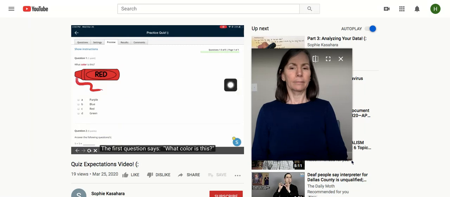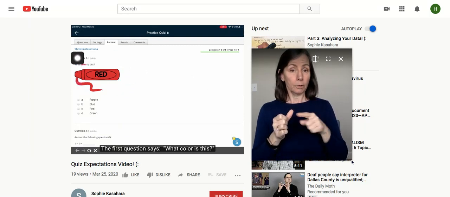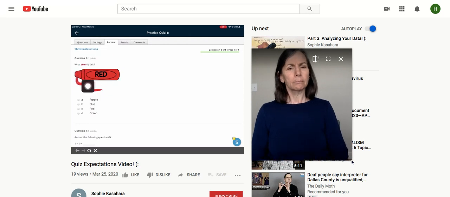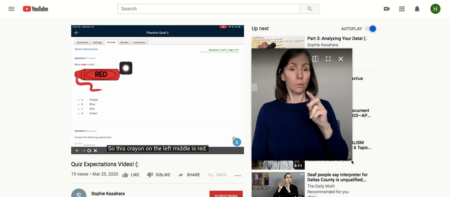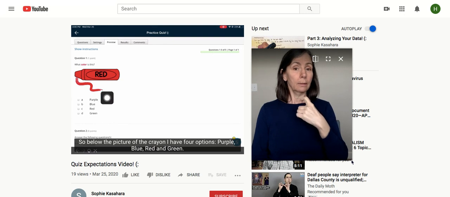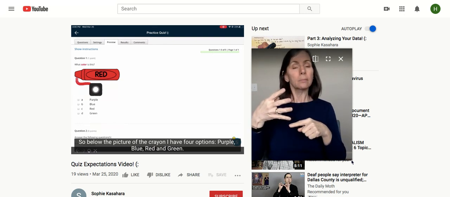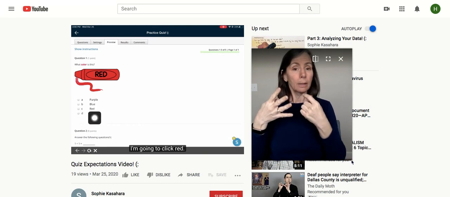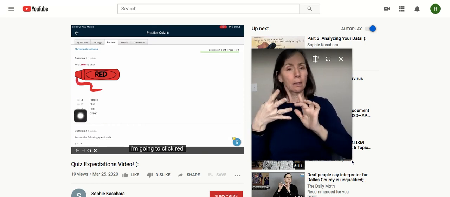The first question says, what color is this? So this crayon on the left middle is red. So below the picture of the crayon, I have 4 options: purple, blue, red, and green. I'm going to click red.